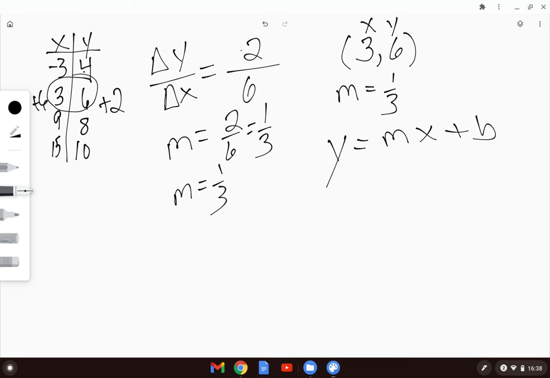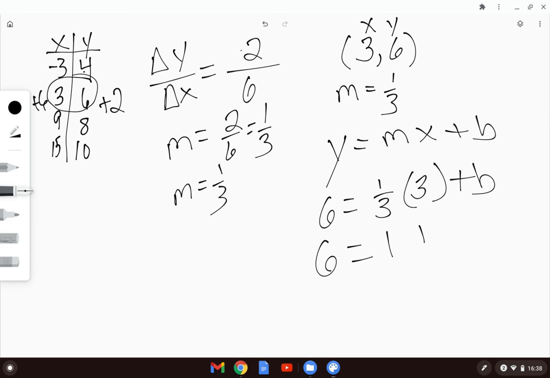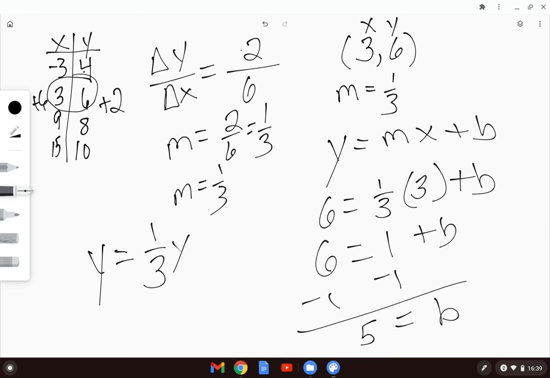So again, I substitute this into the linear model. So my y is 6. My m is 1/3. My x is 3 plus b. So 3 times 1/3 is 1. So my y-intercept, or my b value here, is going to be 5. So then, there's my function.